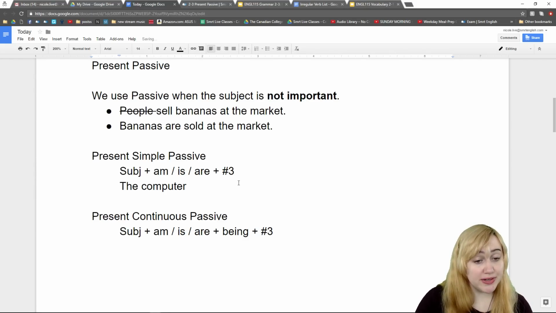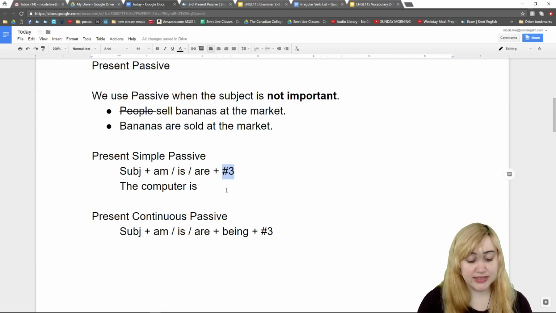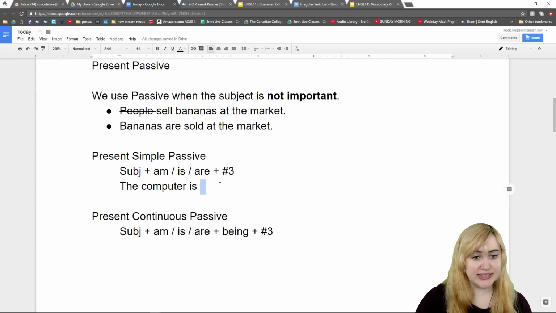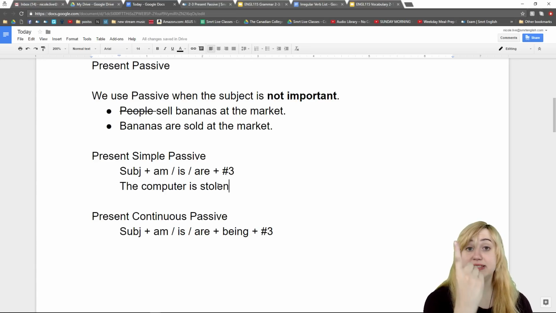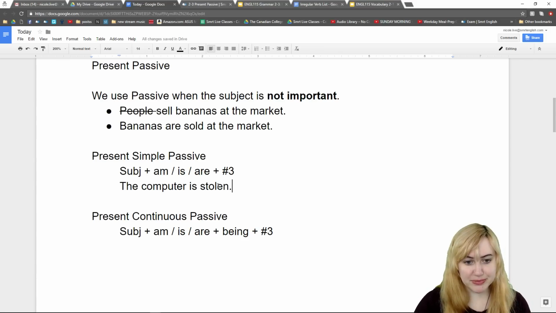And then for computer, I need is, because computer is singular. So I'll say the computer is. And now I need a verb 3. Maybe I could say the computer is bought, the computer is sold, the computer is stolen. Steal, stole, stolen.